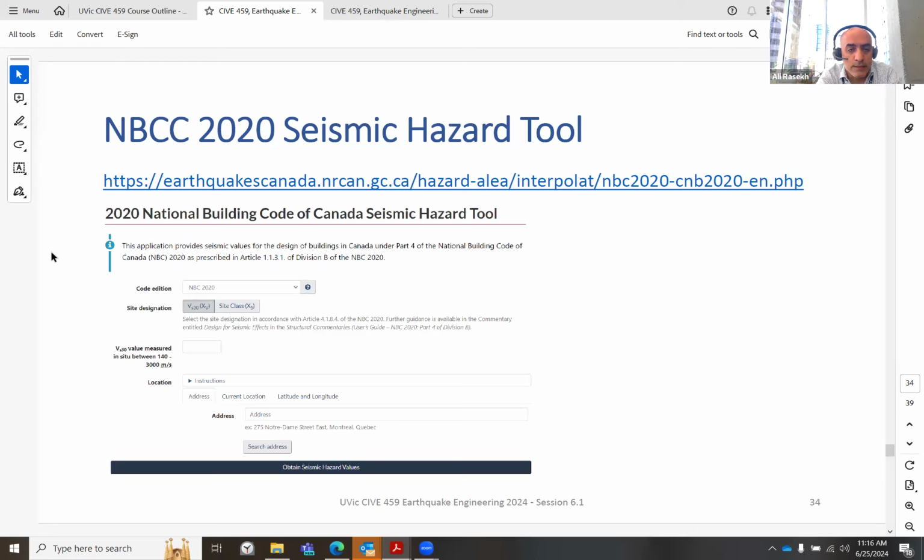The latest website for 2020 National Building Code of Canada seismic hazard. I bookmarked the location here when you want to see the spectral accelerations. We can click on it.